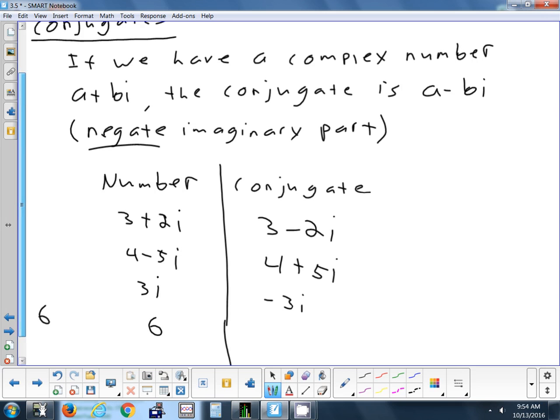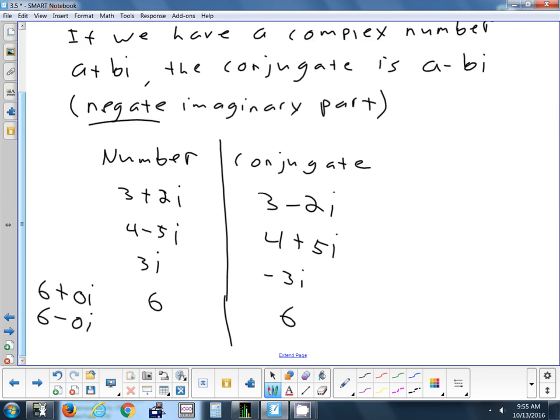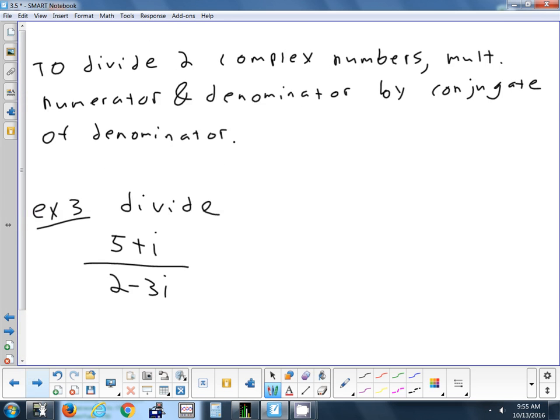Well, think of it this way. It's 6 plus 0i. What would the conjugate of 6 plus 0i be? It'd be like 6 minus 0i. But whether you add or subtract 0, it doesn't really matter. That's the conjugate. Okay, so any questions on how to find a conjugate? Now we'll use that to do a division problem.